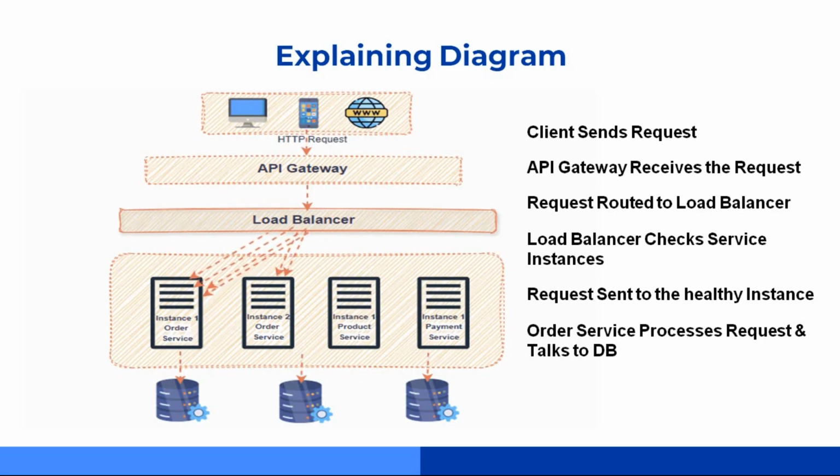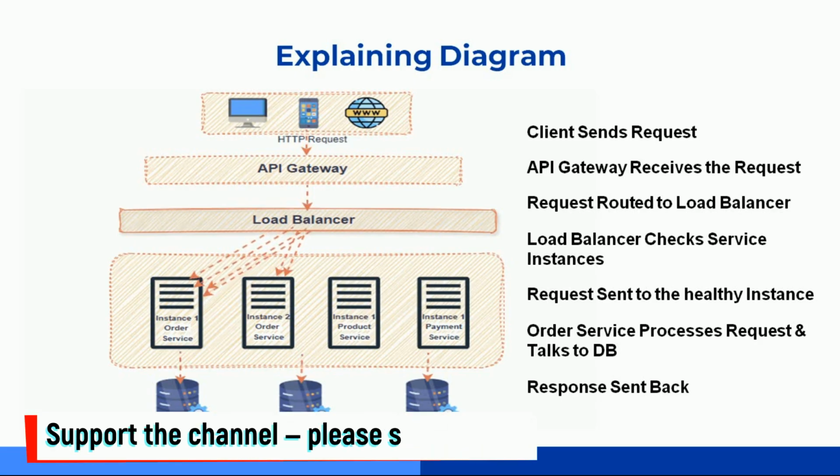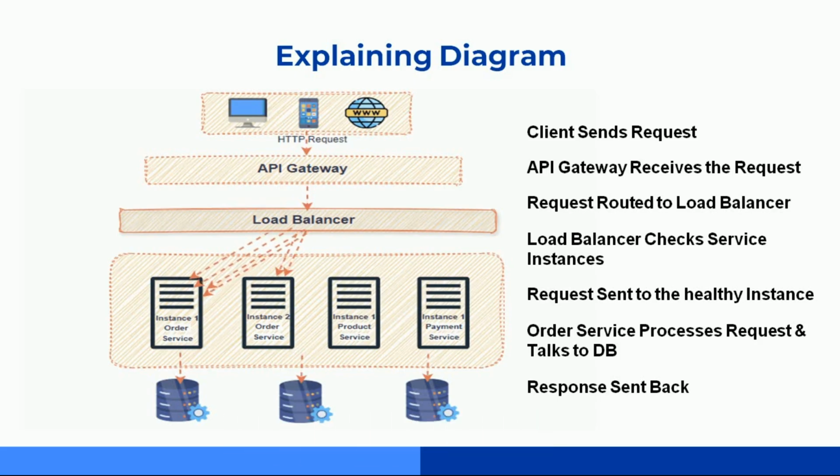6. Order service processes request and talks to DB. That chosen instance handles the request, could be placing or viewing an order, and it talks to its own database to get the job done. 7. Response sent back. Once it's ready, the response travels back the same way from the order service instance to the load balancer through the API gateway and finally back to the client.